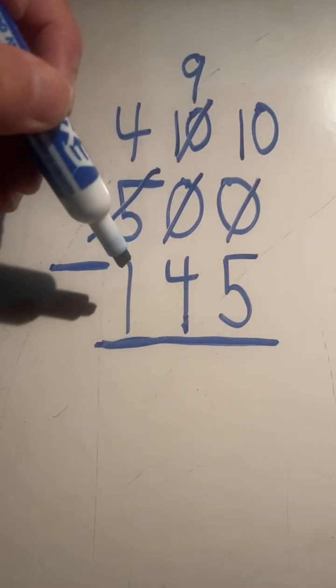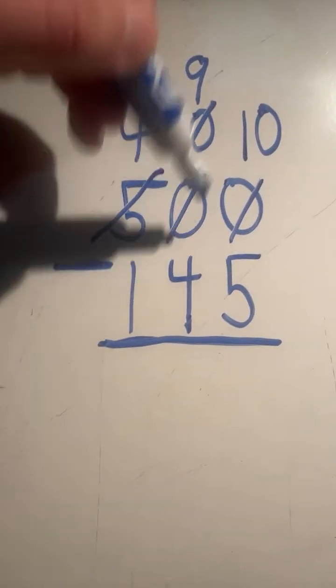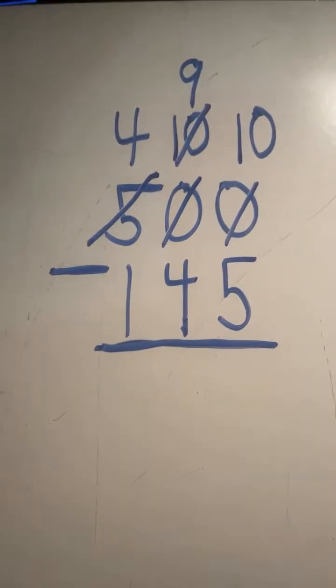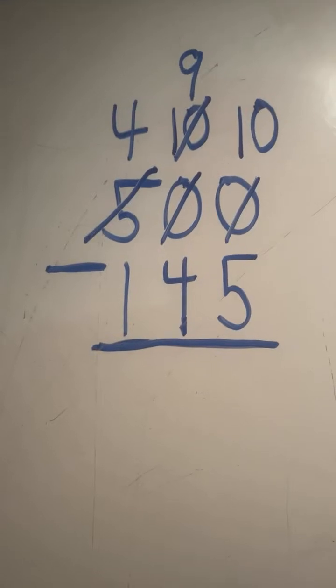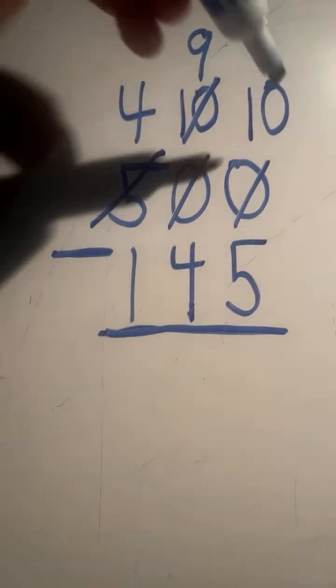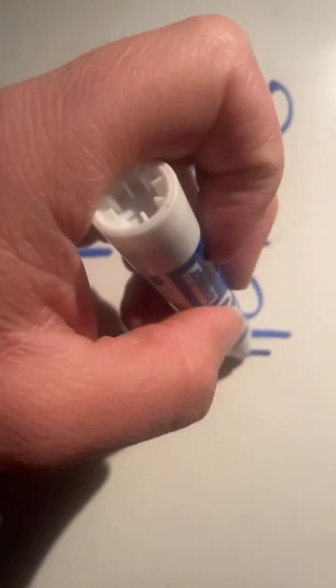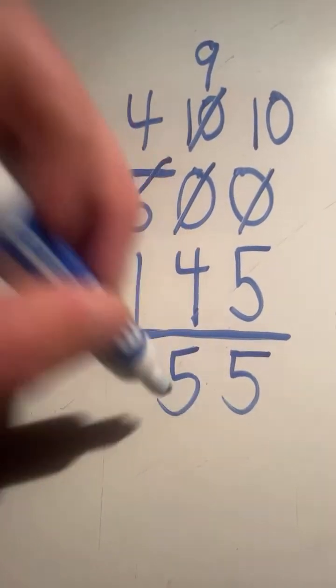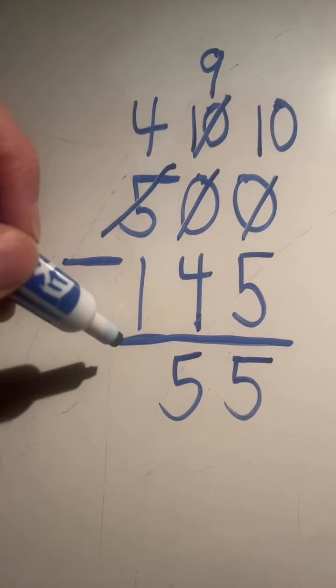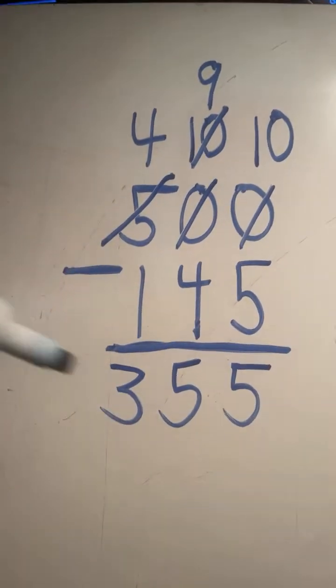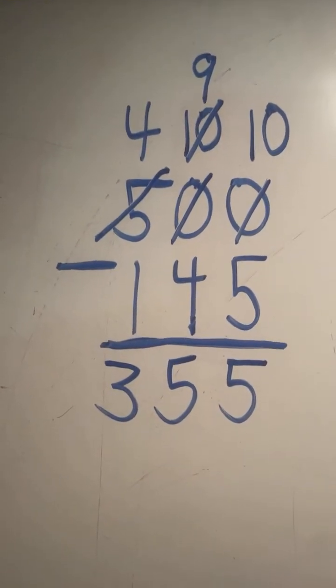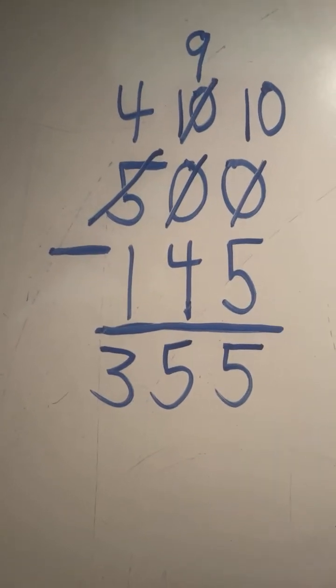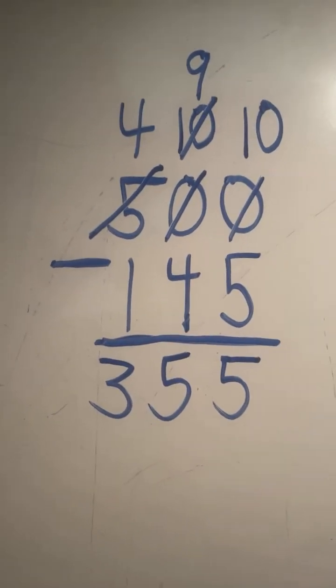So 4 is greater than 1, 9 is greater than 4, 10 is greater than 5. So we are now ready to subtract. 10 minus 5 equals 5. 9 minus 4 equals 5, and 4 minus 1 equals 3. And we have our final answer: 500 minus 145 equals 355.